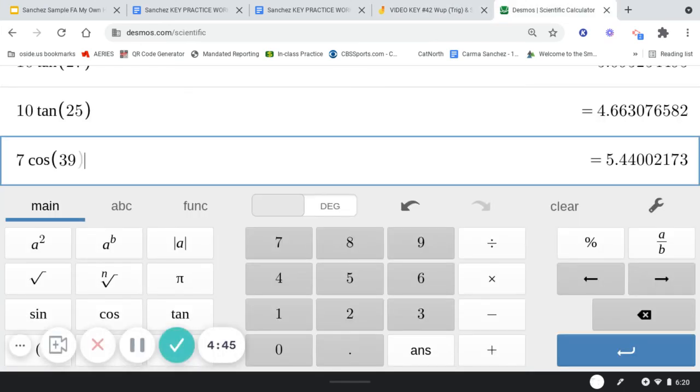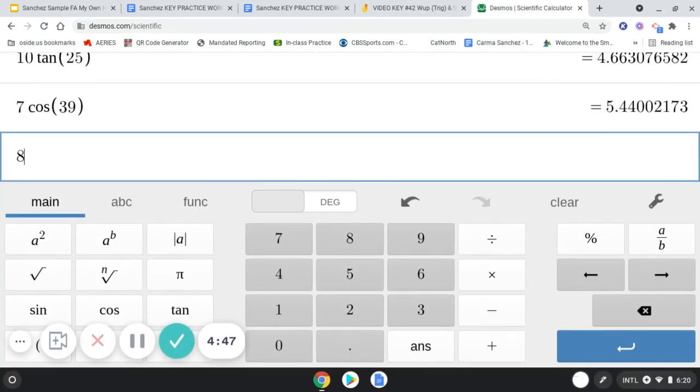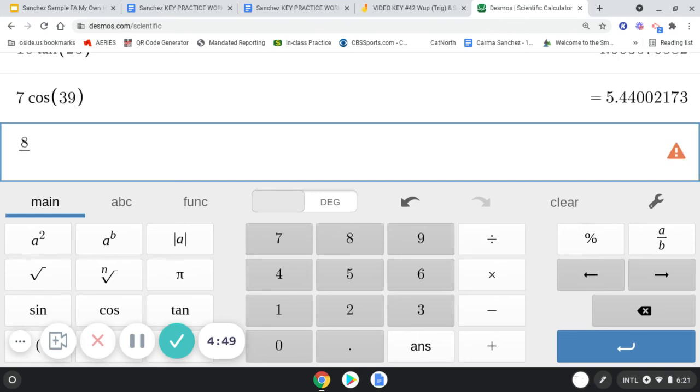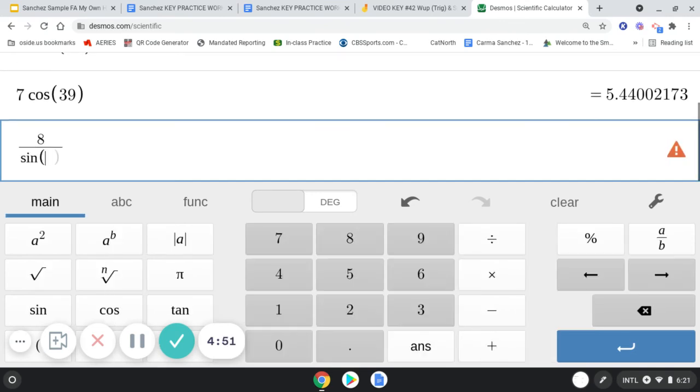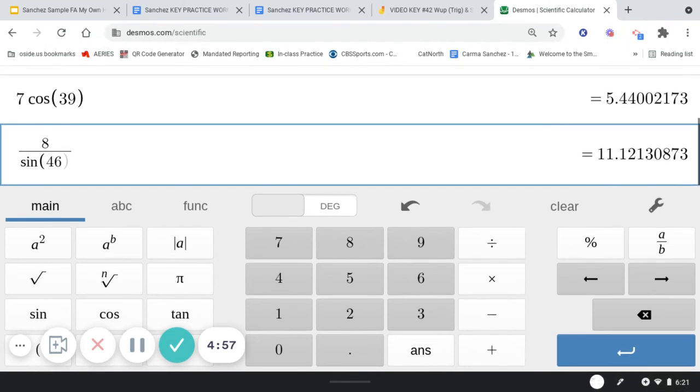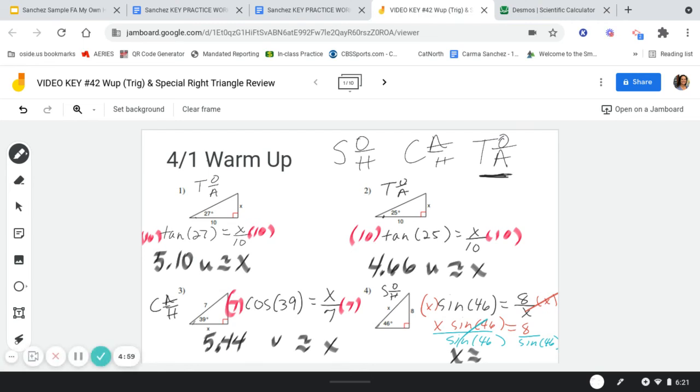So here we go. 8 divided by the sine of 46 gives us 11.12. U for units. How'd you do?